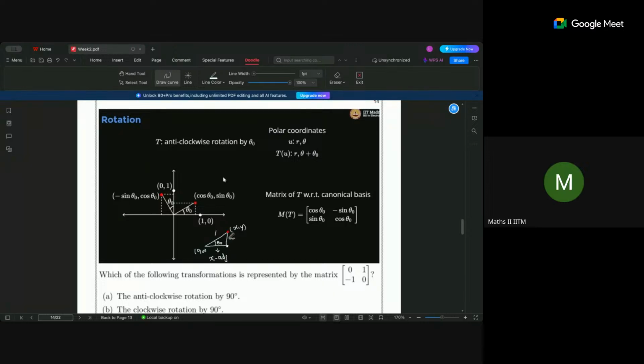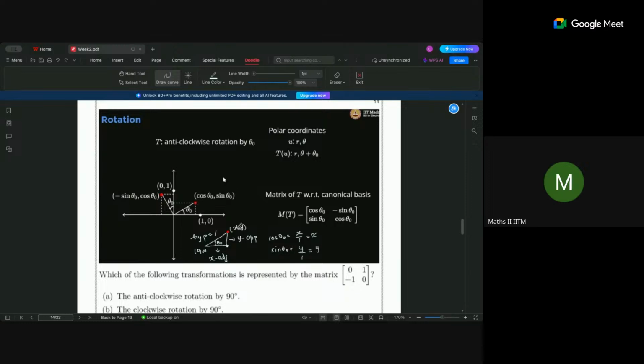And your y part is opposite to theta, right? Now, what about cos theta naught? What is the formula for cos theta? Adjacent by hypotenuse. What is the value of your hypotenuse? 1. So you have x by 1, which is nothing but x. Now, what about sine theta naught? It is nothing but opposite by hypotenuse. So you will have y by 1, which is just y. So your x is cos theta naught and y is sine theta naught.